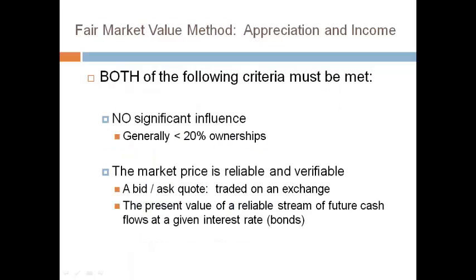The fair market value method is used when an investment is made for appreciation and income and there is a reliable fair market value. Both the cost method and the fair market value method are used for investments with no significant influence. The cost method is used when there is no reliable fair market value. The fair market value method is used when there is a reliable fair market value.